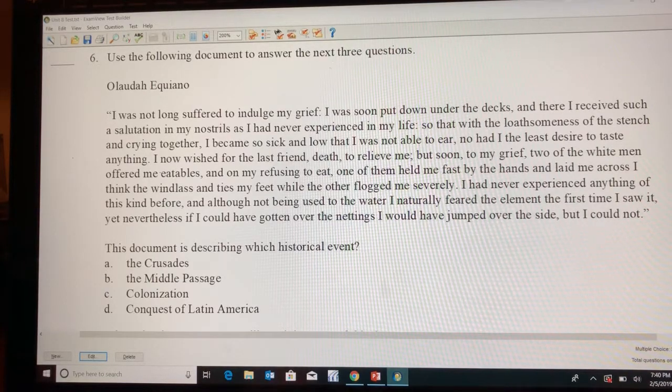So you should naturally, y'all got this on 6. Y'all knew this was the middle passage. So let's look at 7 and determine.